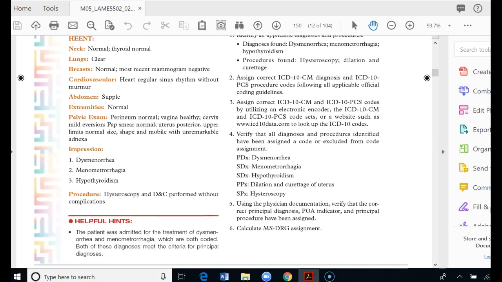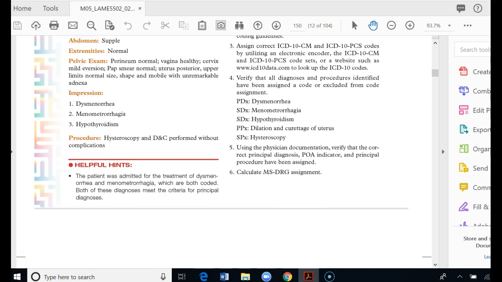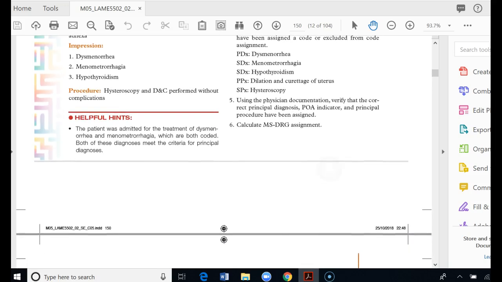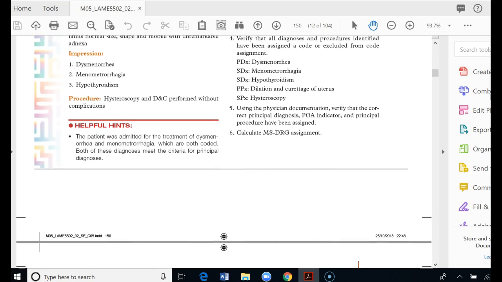There's really nothing else to note in this history. So our impression is dysmenorrhea, menometrorrhagia, and then the hypothyroidism. So we're going to have three diagnoses that we're going to code. And our procedures, it says, are a hysteroscopy and a D&C. Remember, D&C stands for dilation and curettage. Both were performed without complications.